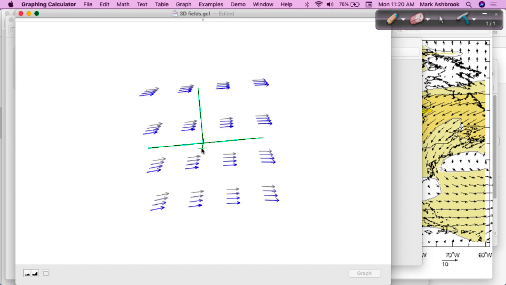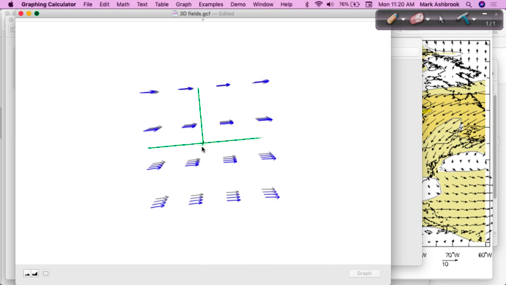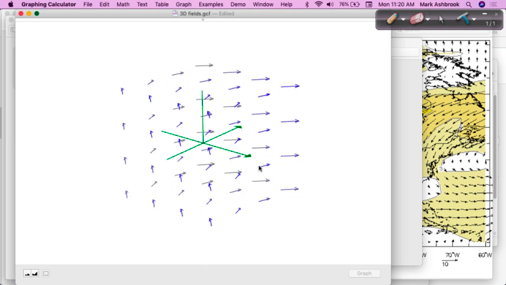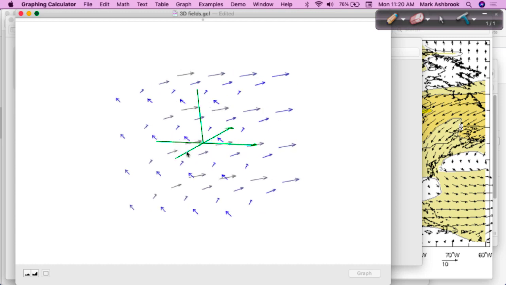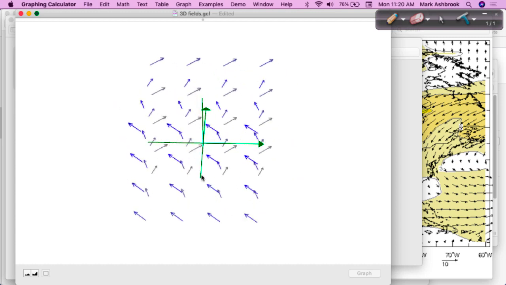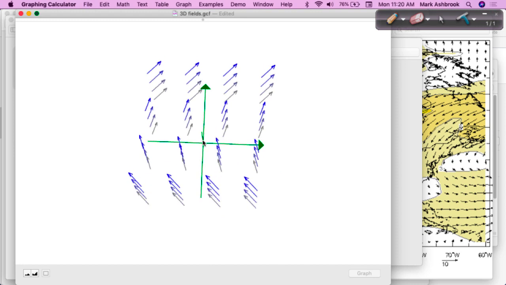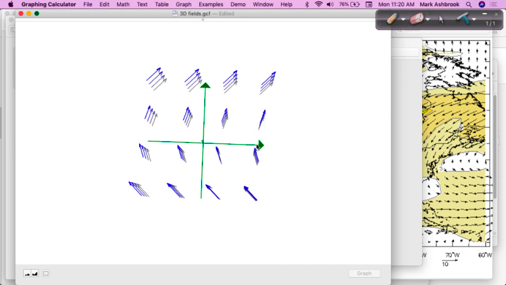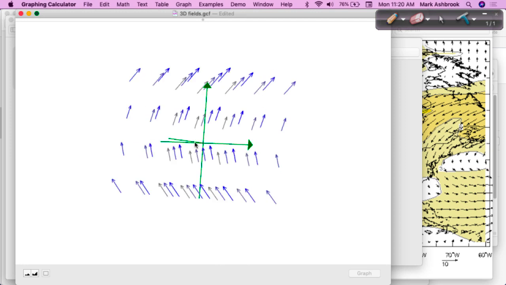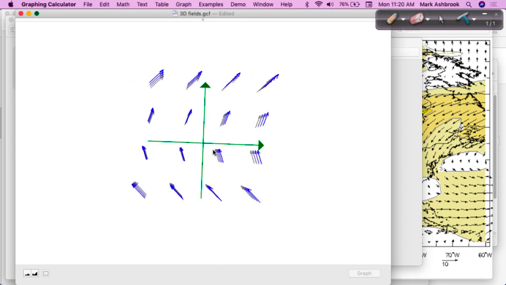Okay, I think you got it? Top down again? Top down view. This is top down.